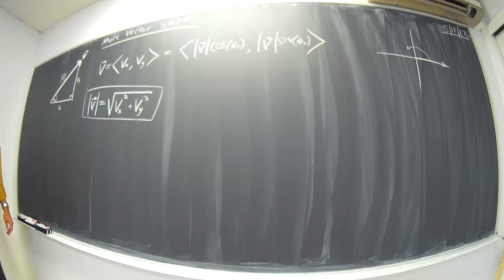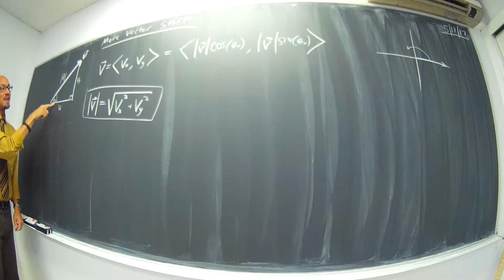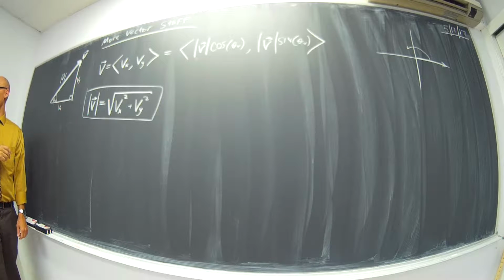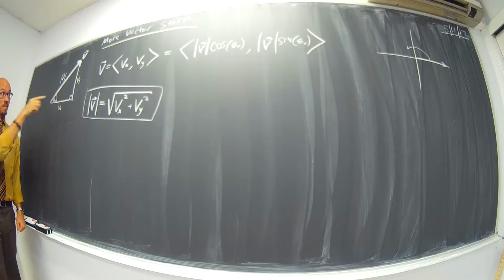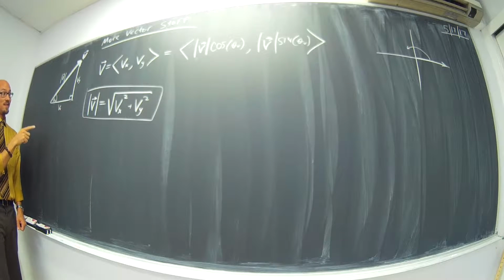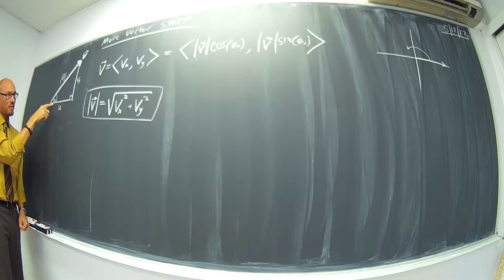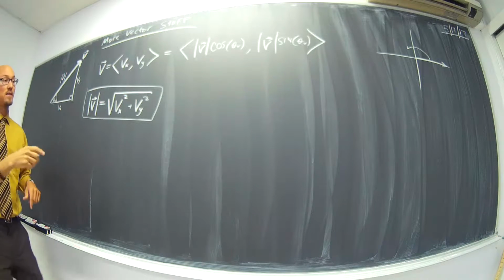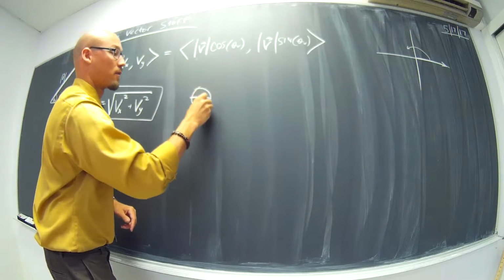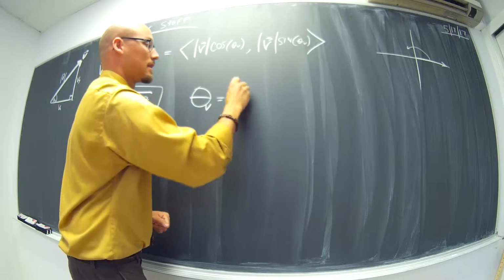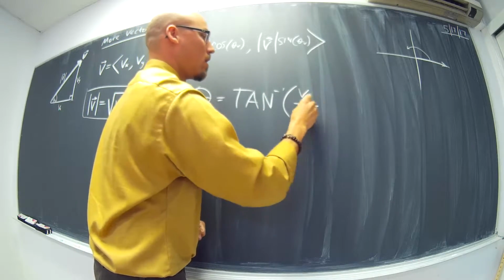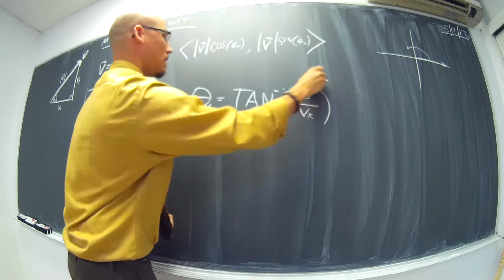Okay, also, let's say I wanted to solve for this angle and I know these components. The inverse tangent. So the tangent of theta sub v is v sub y over v sub x. So if I do the inverse tangent, that'll solve for this direction angle. It's the inverse tangent of the y component over the x component. Bam.